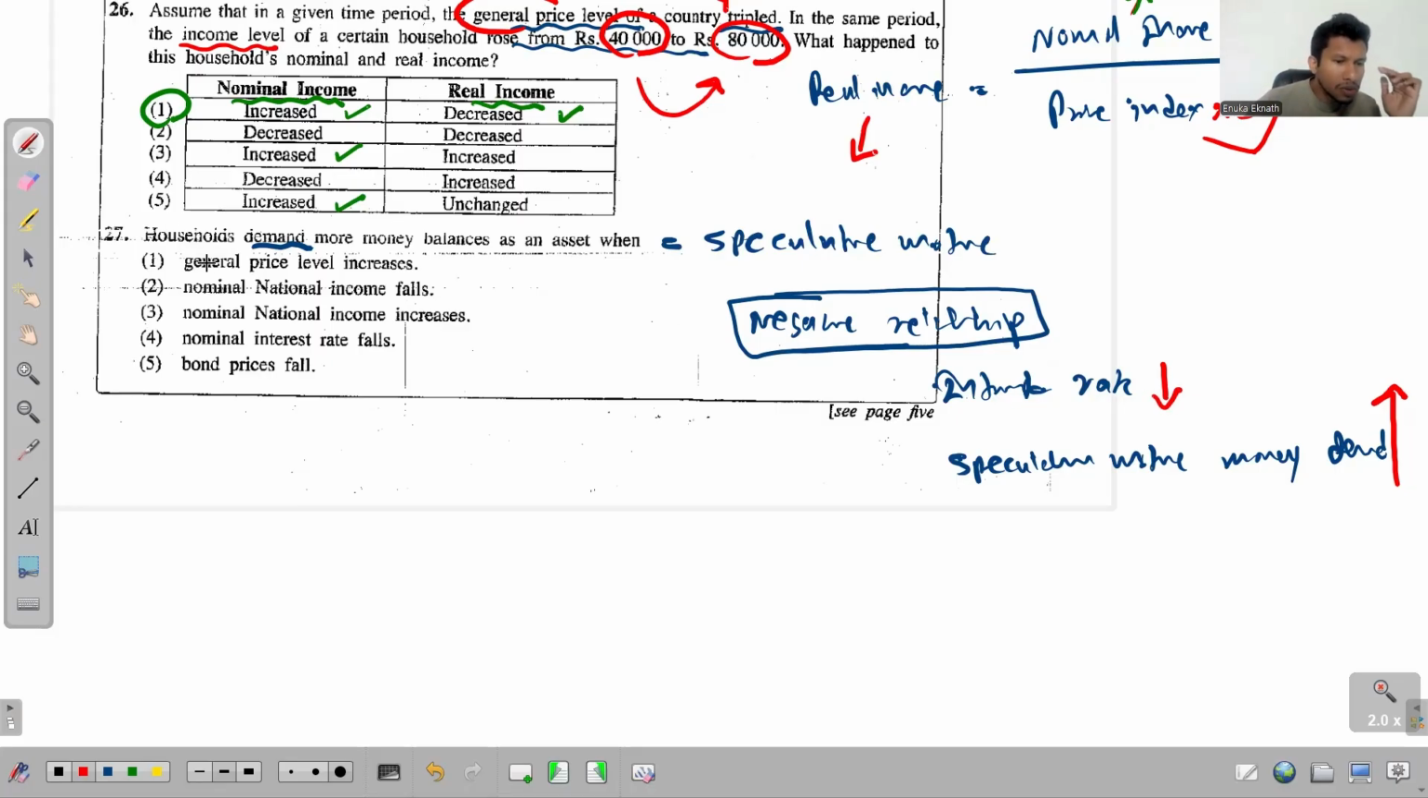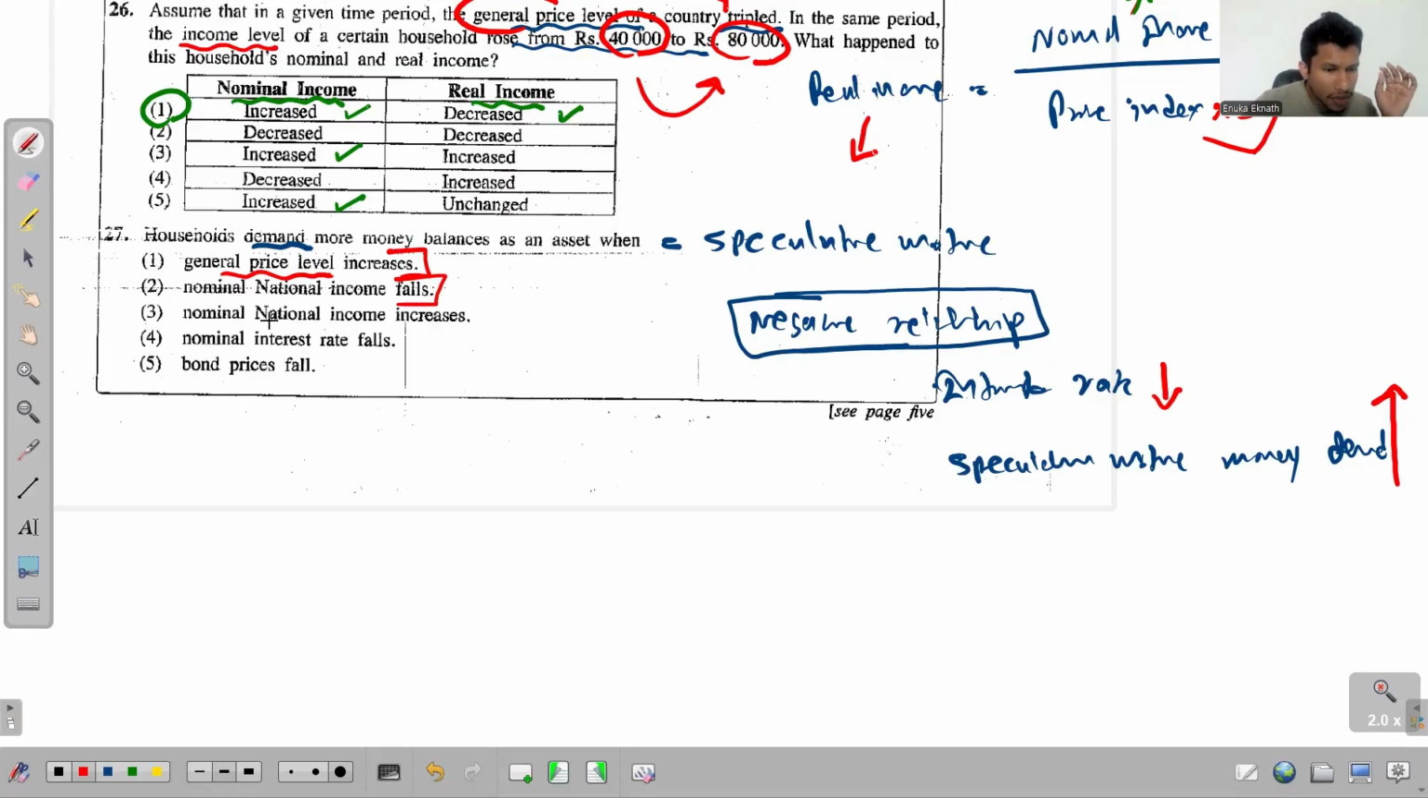So if you go through the answers, the first one says households demand more money balances as an asset when the general price level increases. No, this is not with regard to the speculative money demand. This is related to transaction motive money demand. Second one, nominal national income falls. Again, not relevant to the speculative money demand.